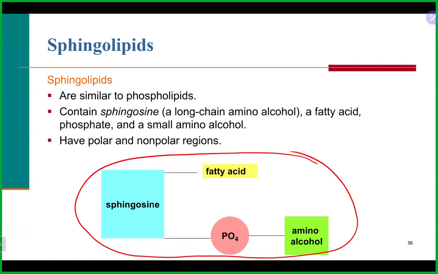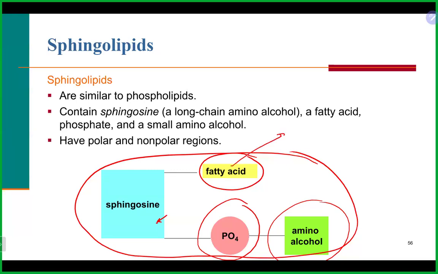So this guy here is similar to glycerol, but slightly different. It has, again, a fatty acid, a phosphate, and an amino alcohol. So this guy here does have four structural components that make it up. It has also a polar and non-polar region. It's the same as what we were just looking at previously.